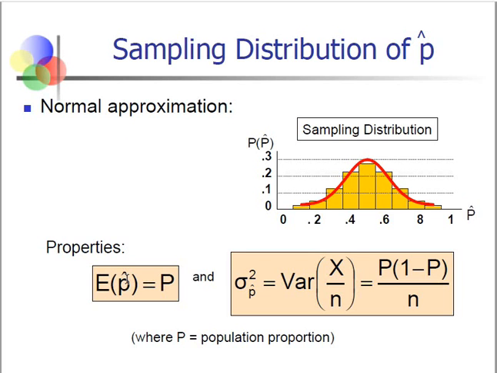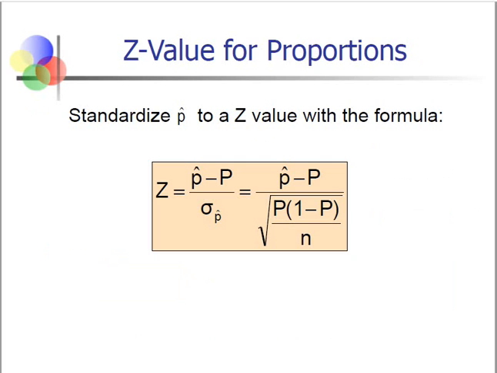So we want to see how to find the mean of the sample proportion. The mean, also known as the expected value of the sample proportion, is just given by the population proportion, P. To find the variance of the sample proportion, it is P multiplied by 1 minus P, over N. For the standard deviation, we take the square root of the variance.